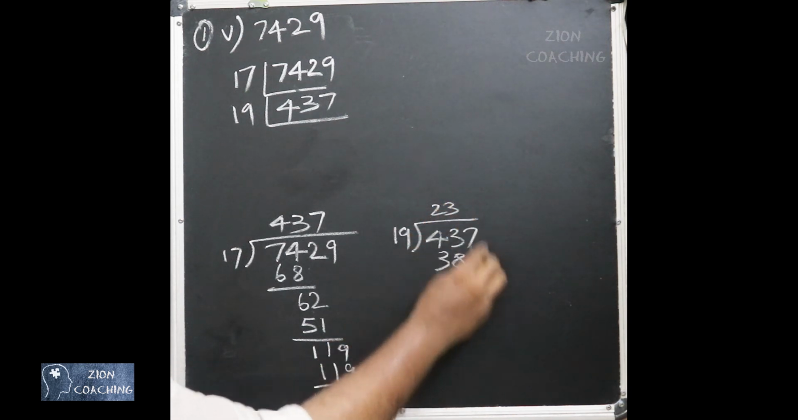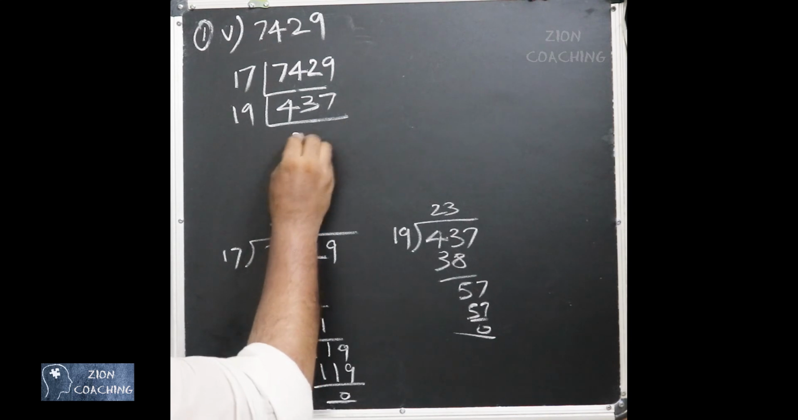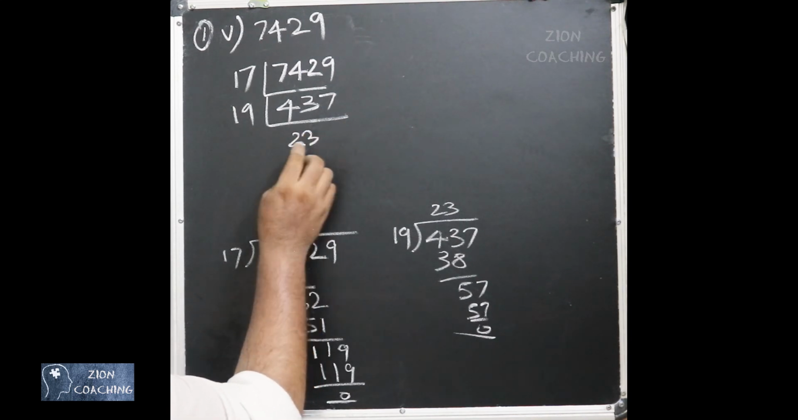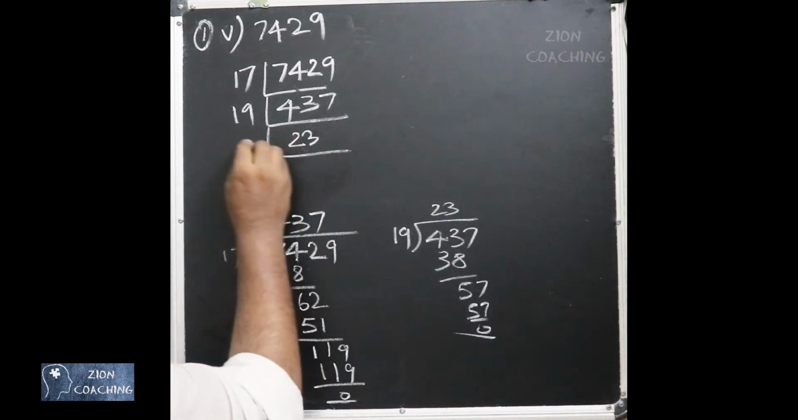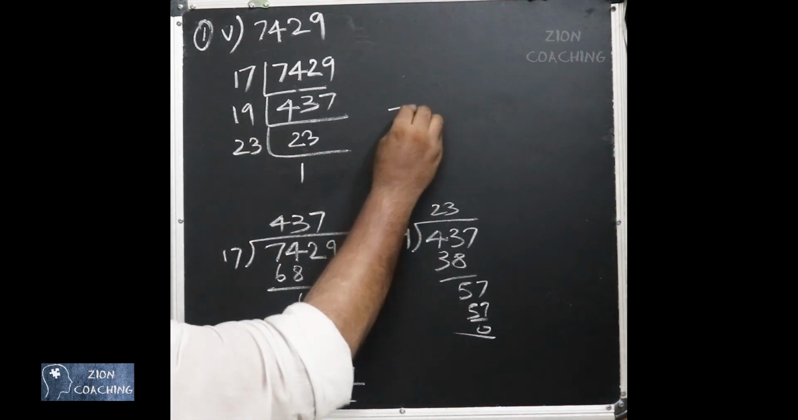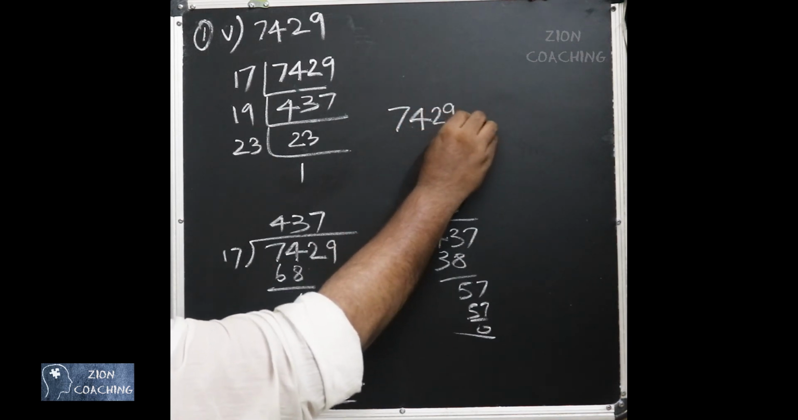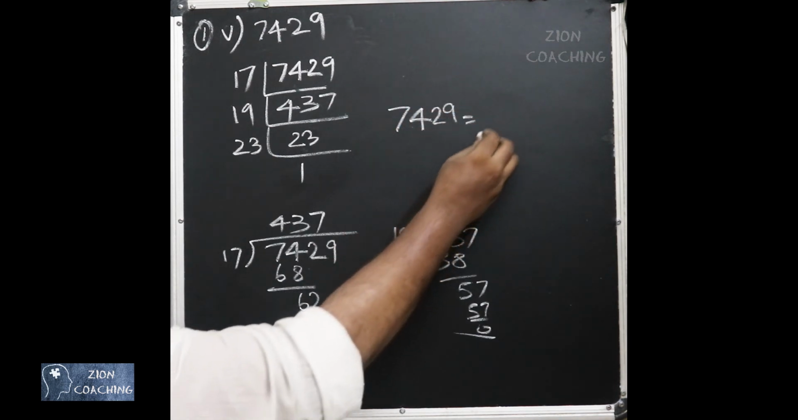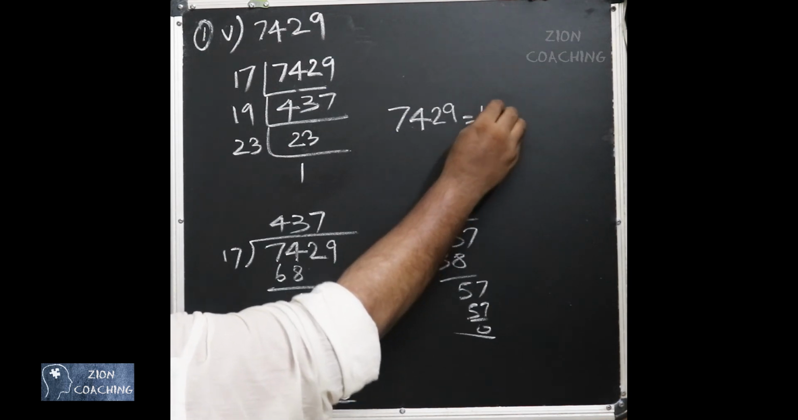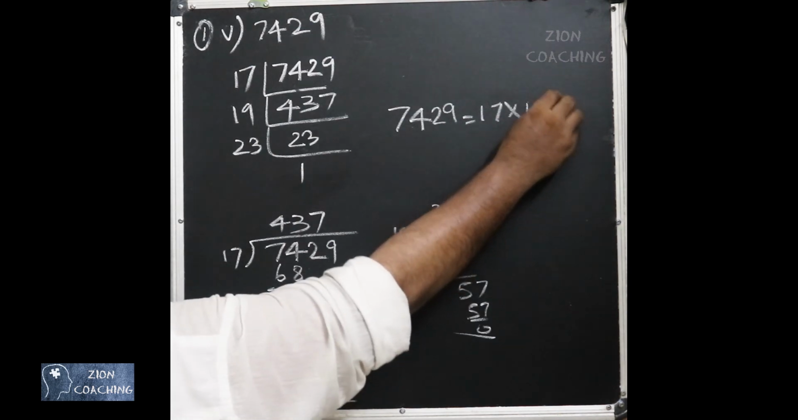3 19s are 57. So we are going to have 23. Now you know that 23 is a prime number, it is divisible only by 23. So one time. Now we have expressed the given number as a product of its prime factors. 7429 is equal to 17 into 19 into 23.